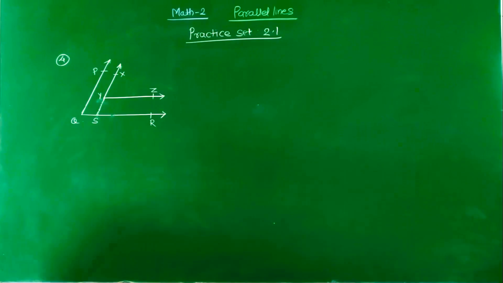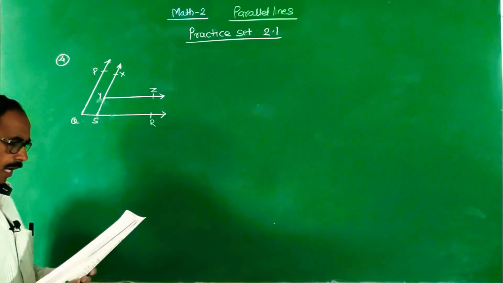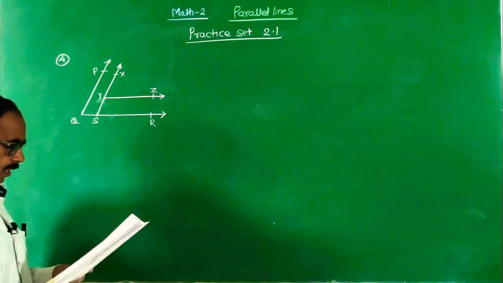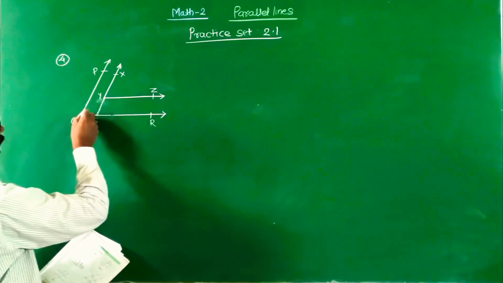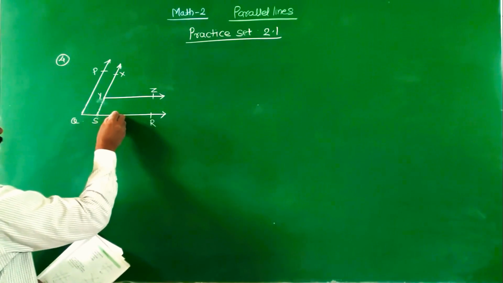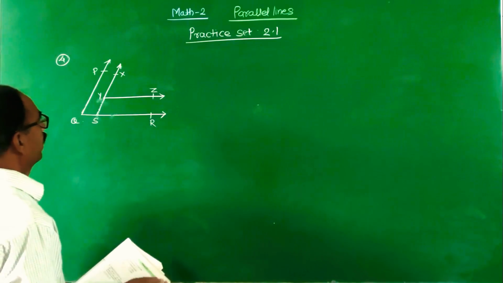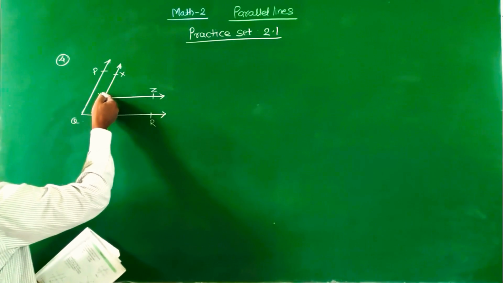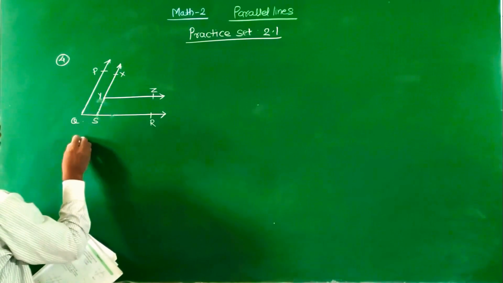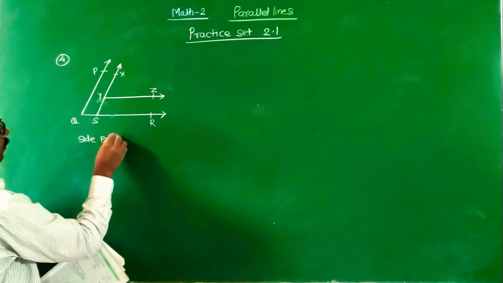Here in example 4 we have a given figure, and angle PQR and angle XYZ are parallel to each other. The sides of angle PQR and the sides of angle XYZ are parallel to each other. So we are given that side PQ is parallel to side XY.